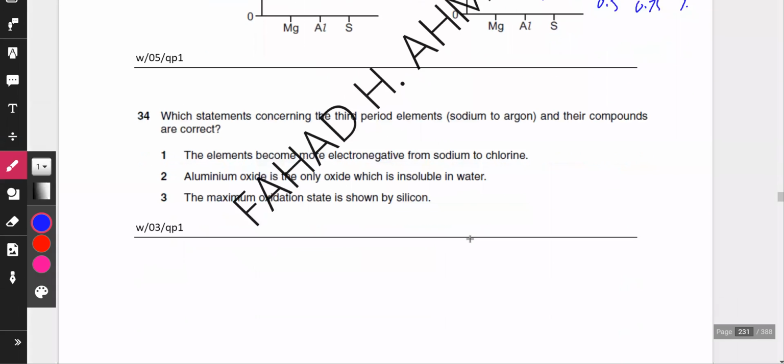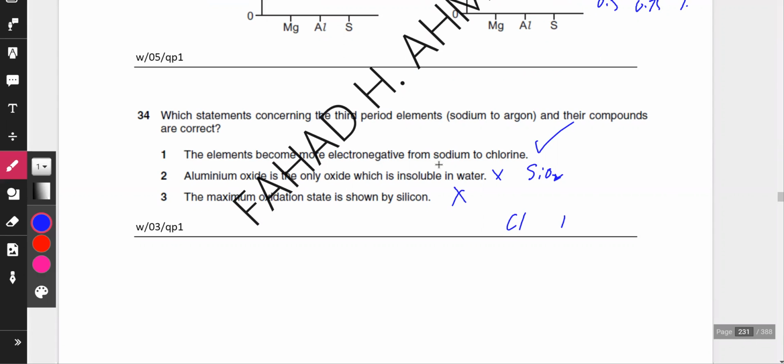Which statement about the third period elements is correct? As the elements become more electronegative, that's true towards the right. Aluminum oxide is the only oxide which is insoluble in water. That's incorrect. The third is also incorrect. SiO2 is also insoluble. That's sand. That doesn't dissolve in water. The maximum oxidation state is not shown by silicon because chlorine has a lot of oxidation states. It could be +1, it could be -1, it could be +5, it could also be +7. So chlorine has lots of oxidation states.